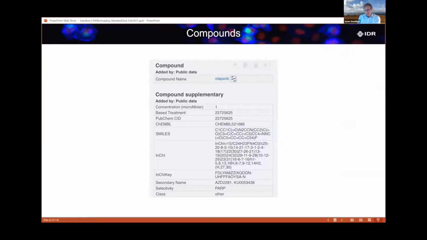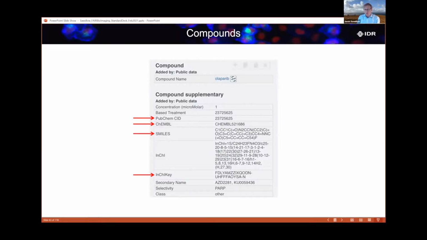So here's an example. There's an image in one of the studies. This is using a compound called olaparib. Some of you will know that compound. And what you're seeing here are the various IDs that are in the community for identifying that compound. Some of you will know that public resource called PubChem has an identifier. ChEMBL has an identifier. There are SMILES codes, which is basically a way of building up the structure, InChI and InChIKey. And so we've been able to capture all of these.